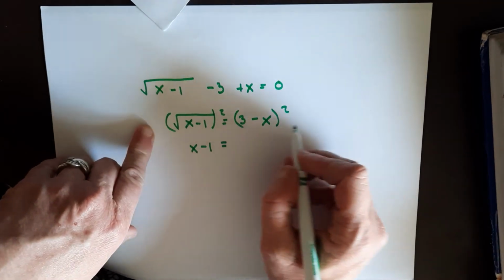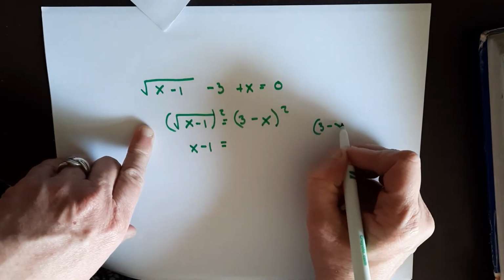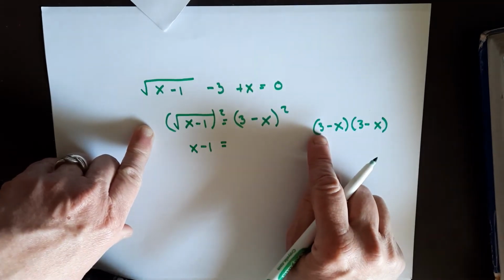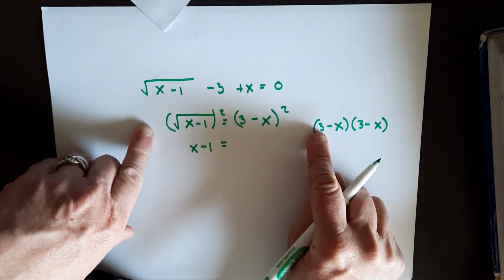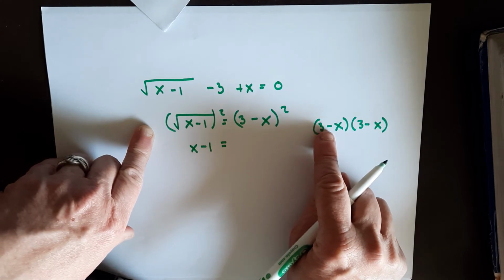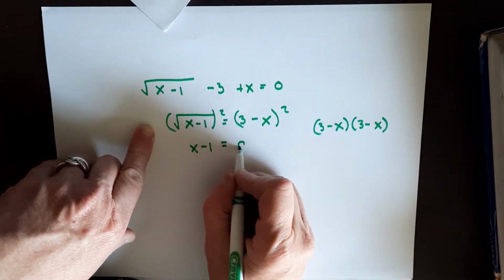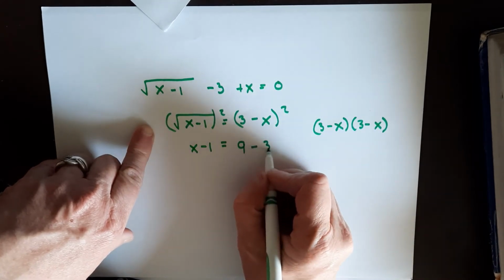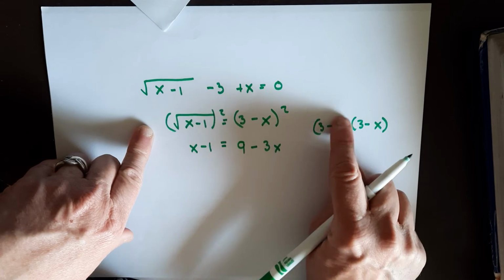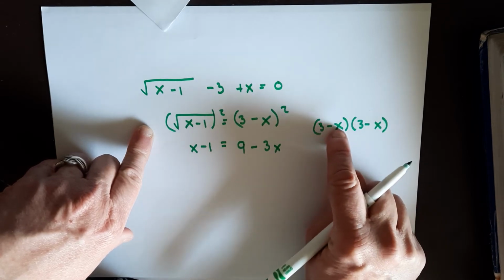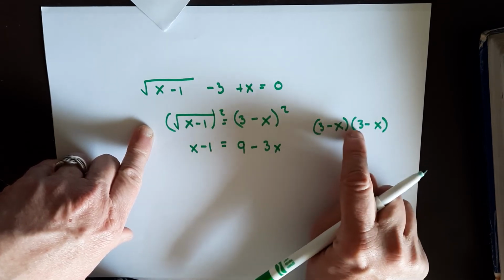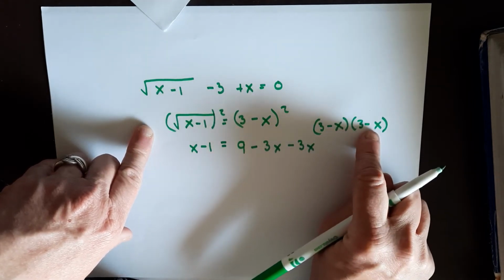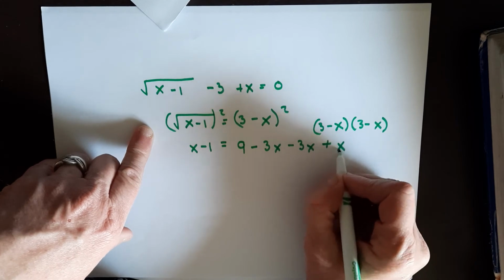Well, we have to remember that that's the same as 3 minus x times 3 minus x. And when you finish that, when you go ahead and multiply that out, you end up with 3 times 3 is 9, doing the distributive property. 3 times negative x is minus 3x. Now we have to do the distributive property with this term. Negative x, remember to watch the sign, negative x times 3 is another negative 3x, and negative x times negative x is a positive x squared.